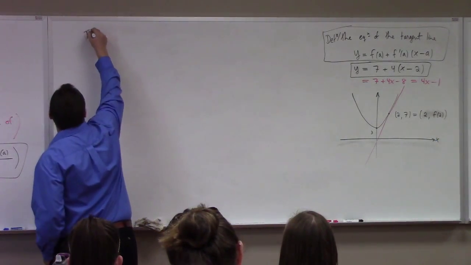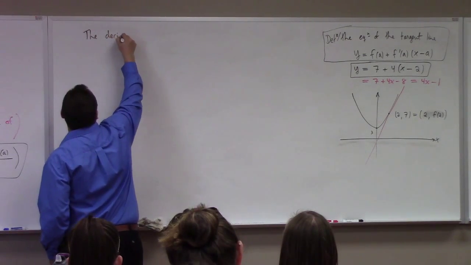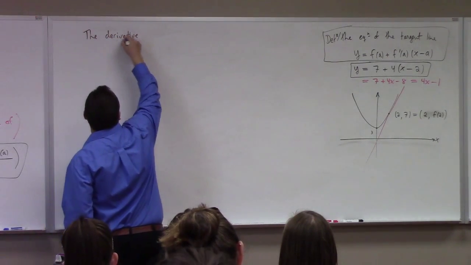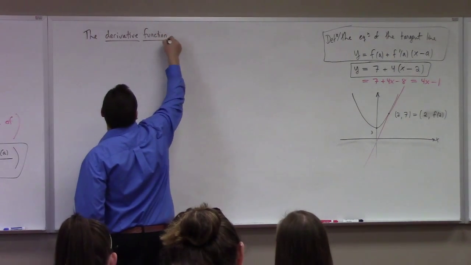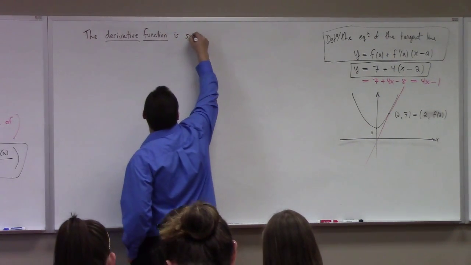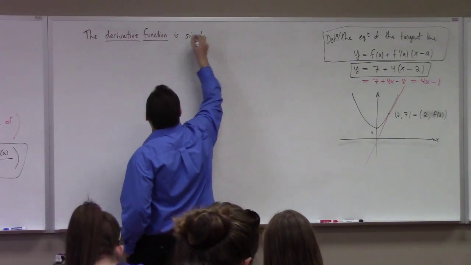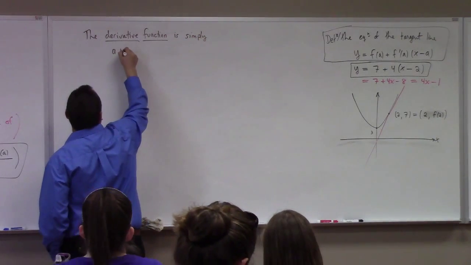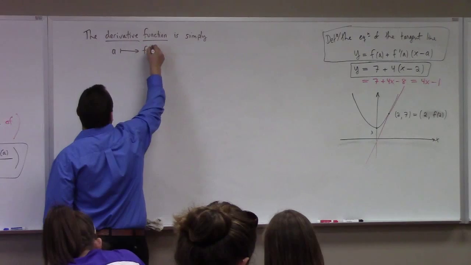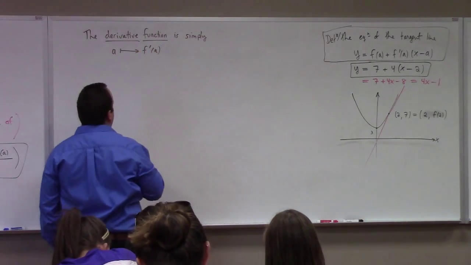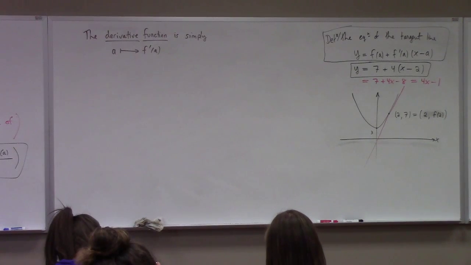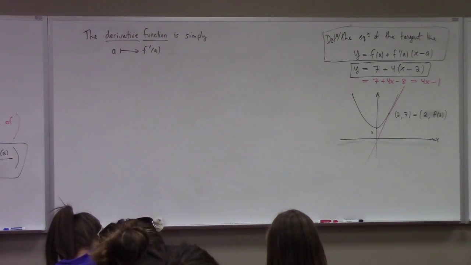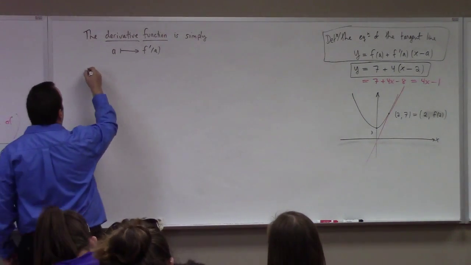So the derivative function, what's the derivative function? It's simply the mapping a maps to f prime of a. So basically the derivative function at each point is defined to be the value of the derivative at that point. Let me show you an example.